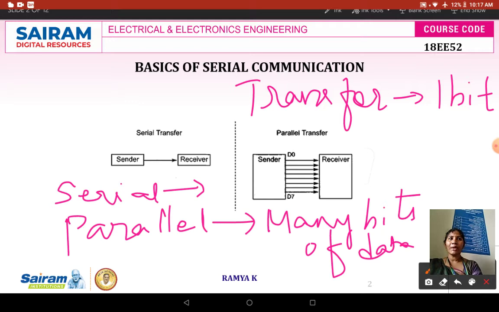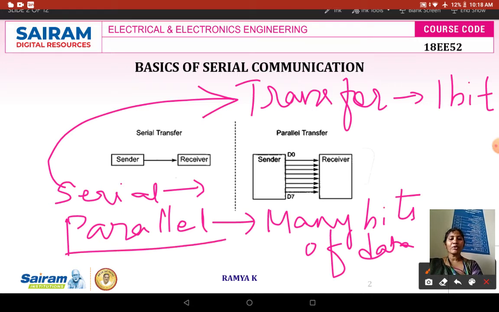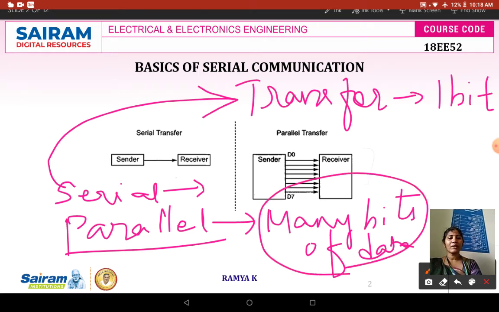In serial communication, only one bit is transferred, so parallel communication is the faster way of communication because it transfers many bits of data. Most probably we will prefer parallel communication if we want to transfer many bits of data.